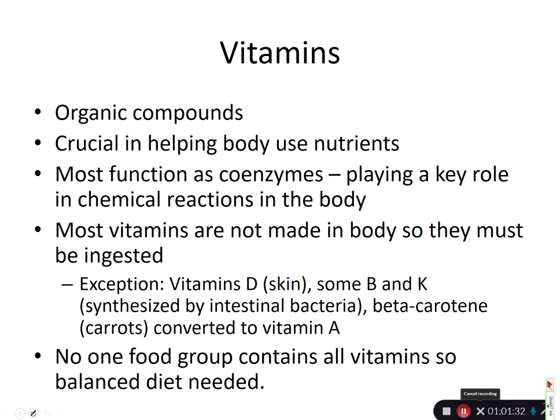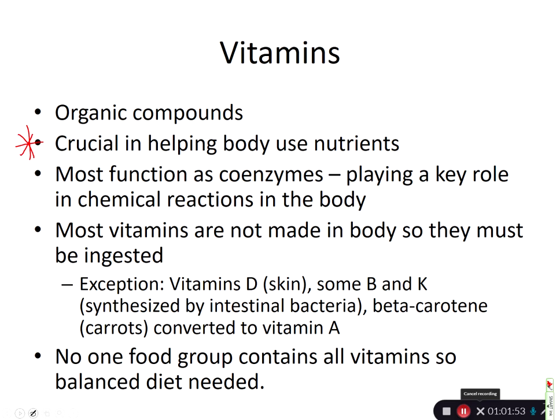So those are our macromolecules that I wanted to mention. So carbs, lipids, and proteins. These are all the same macromolecules you probably talked about in general biology. I also want to mention a little bit about vitamins. Vitamins really just help your body use nutrients. That's their main role.